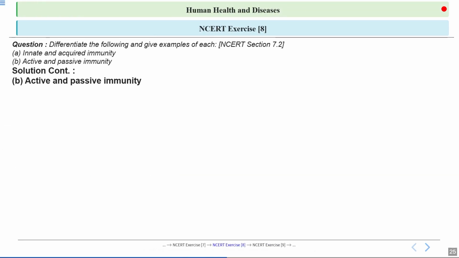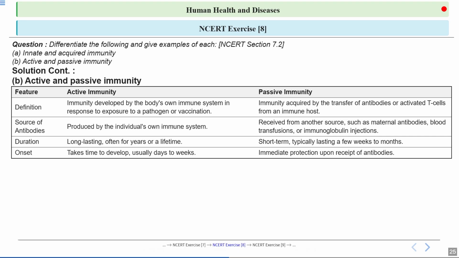Let's talk about active and passive immunity now. So here, active immunity, what is the definition? Active immunity is developed when the body's own immune system produces antibodies in response to exposure to a pathogen or vaccination, while passive immunity is acquired by receiving antibodies from another source. Ready-made antibodies are being injected into the host. This is known as passive immunity. Active immunity is long-lasting and takes time to develop, whereas passive immunity is short-term and provides immediate protection.